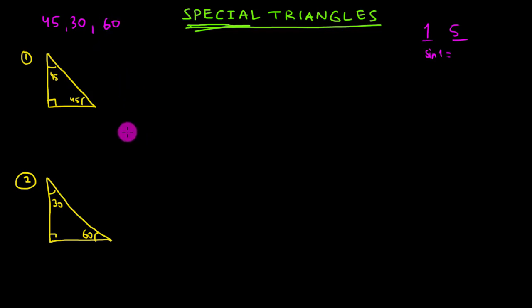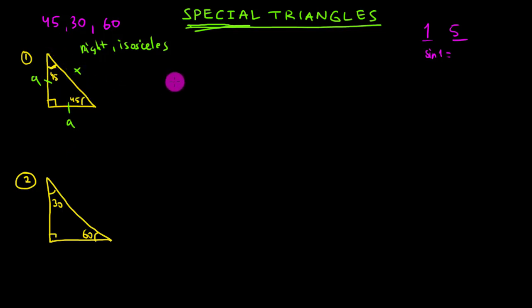Okay, so let's look at the first triangle. As you can see, these angles are equal, 45 and 45. So it means that their legs are also equal. So it is a right and isosceles triangle, which means two legs are equal. So if a leg is, let's say, a, what is the value of the hypotenuse? Let's put it as x.